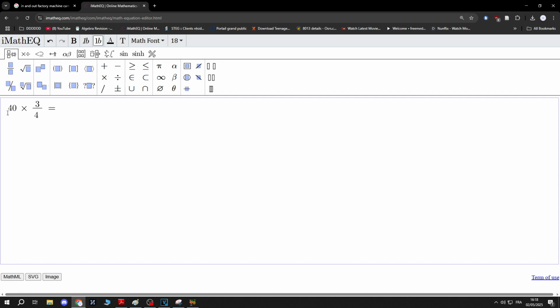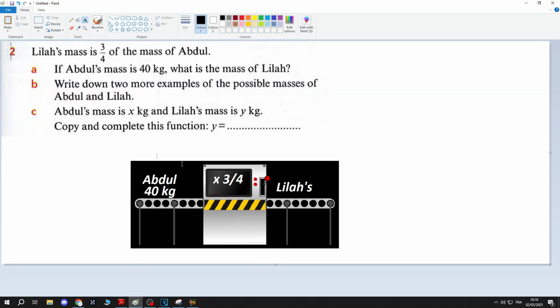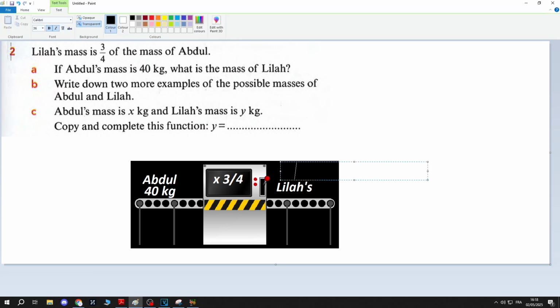Now, if I'm multiplying a whole number by a fraction, you should know that I will multiply 40 by the numerator, which is the upper part of your fraction, and then I'll divide by whatever is at the bottom, at the denominator, which is 4. So that would give us an answer of 120 divided by 4, which should give us 30 kilograms. Meaning that when 40 kilograms goes into the machine, it should come out as 30 kilograms.